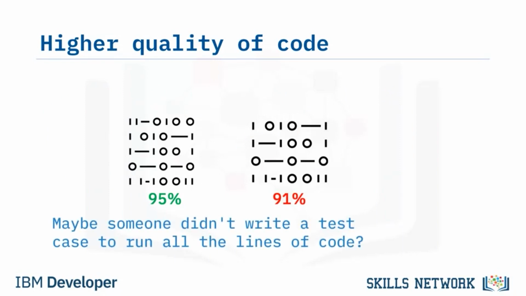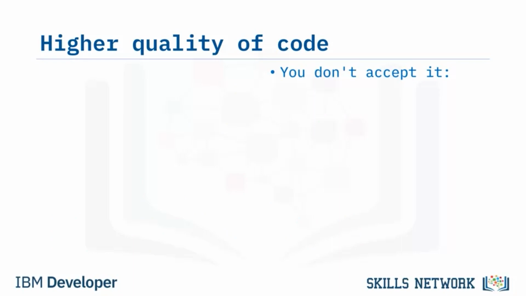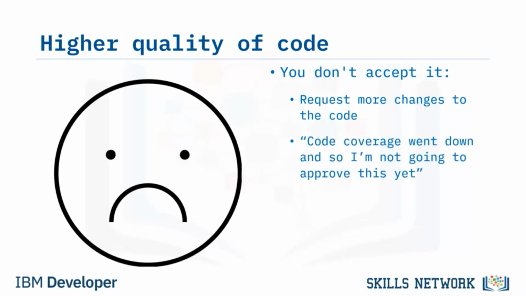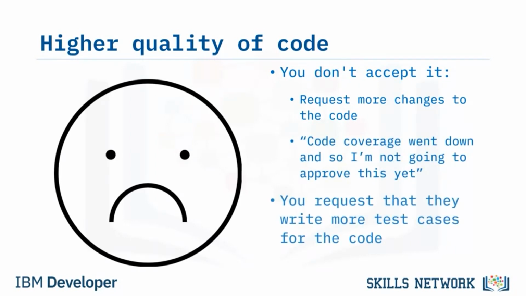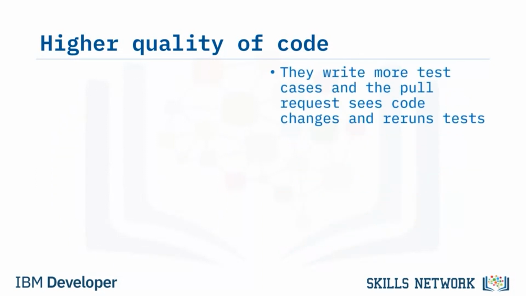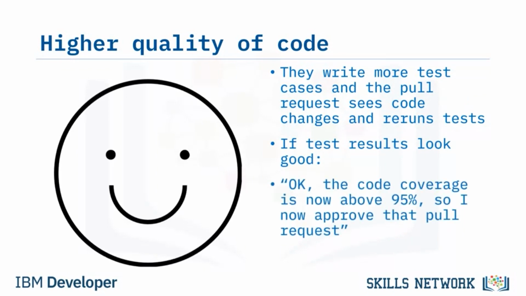So what happened? Maybe somebody wrote code, but they didn't write a test case to run all the lines of code. So in your review of the pull request, you can simply say you don't accept it, and you can request more changes to the code. You could say the code coverage went down, and so I'm not going to approve this yet, and you can request that they write more test cases for the code. And then they can go and write more test cases, and the pull request will see the code changes and rerun the tests. If those test results look good to you now, you can say, okay, the code coverage is now above 95%, so now I approve the pull request.